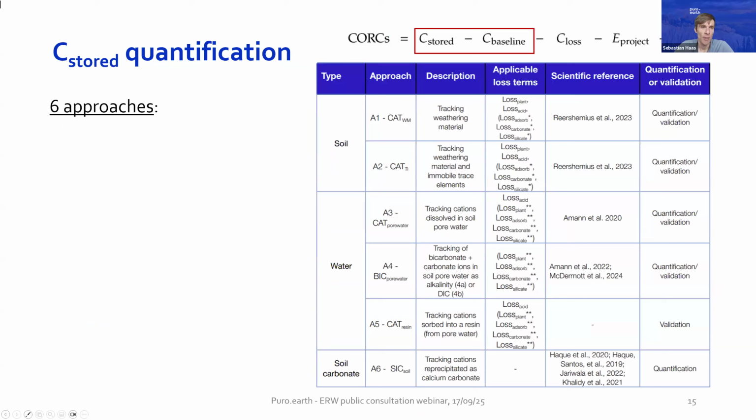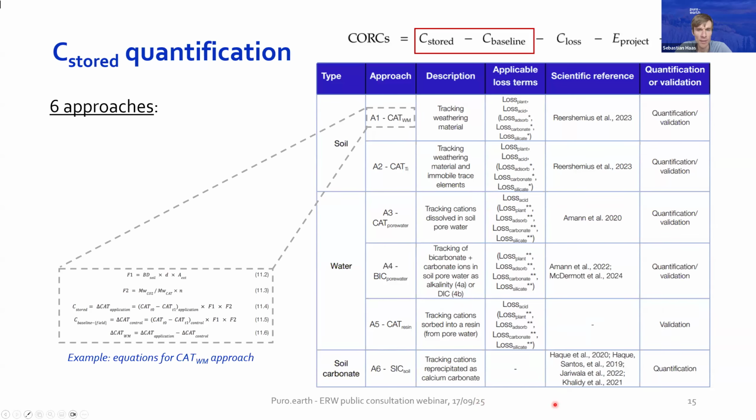And so when we're done with sampling, the next step is analyzing the samples. And so we're outlining 6 different approaches for C stored quantification, with these 6 approaches listed in this table. We describe each of these approaches in detail, including equations that can be used as a template to quantify or to calculate C stored and C baseline on the basis of data coming out of these different approaches.